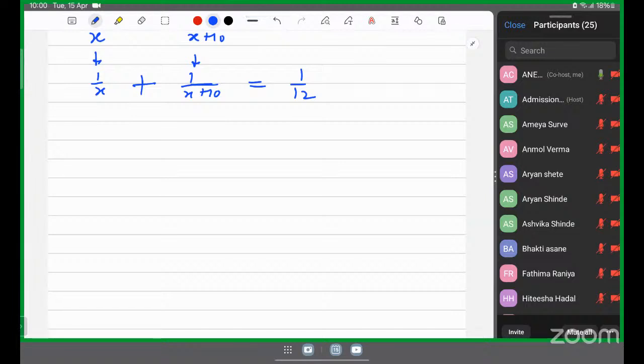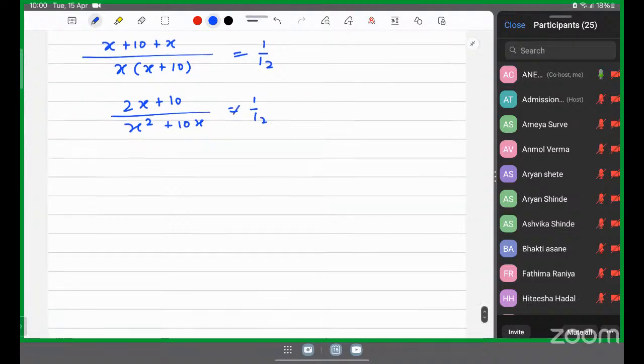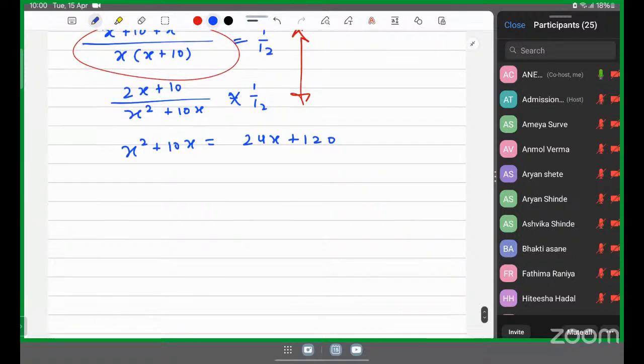Now if we simplify it, this will be X plus 10 plus X divided by X into X plus 10. That is 1 by 12. So this will be 2X plus 10 divided by X square plus 10X, which is 1 by 12. On cross multiplication, you will get X square plus 10X equals 24X plus 120. But you need not solve this much if options are there. You can just substitute the value of X from the options and check which option satisfies the condition.